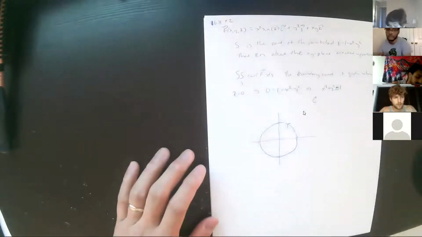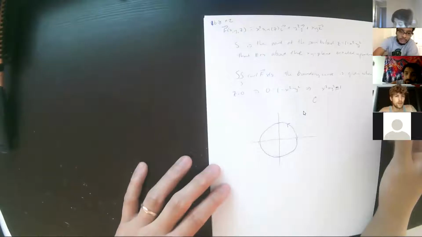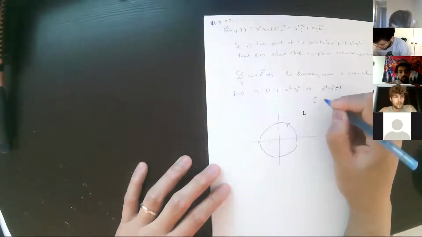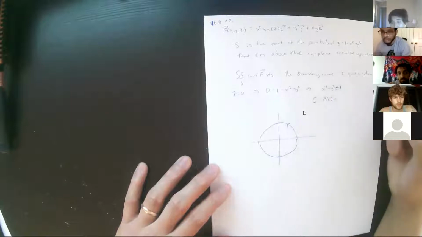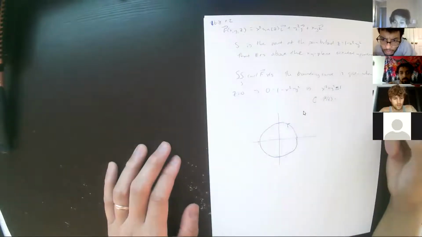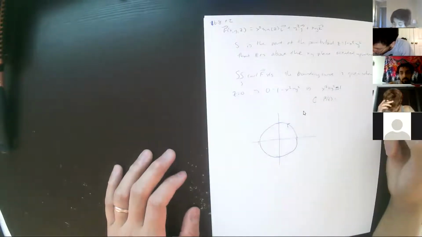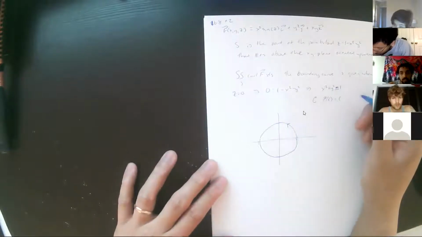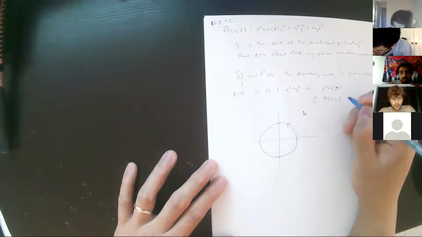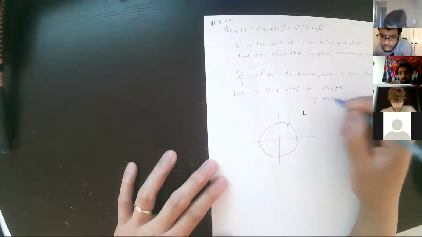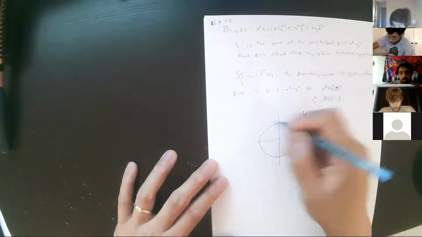What's a parameterization of this curve? How do I parameterize the unit circle of radius 1 going counterclockwise? So you say x is equal to r cosine of theta. That's what I would have said. Well, we're talking about t here, but this is a parameterization of this thing.